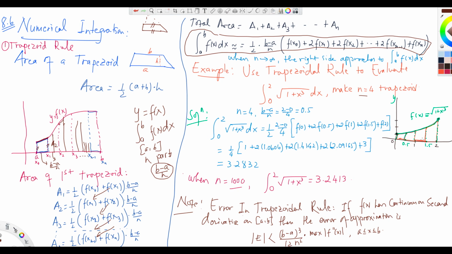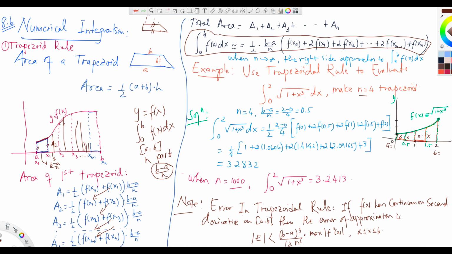And I want to make 4 trapezoids. 1, 2, 3, 4 trapezoids, right? So the total length: a is 0, b is 2, right? Now we want to make 4 trapezoids. So I halve that interval 0 to 2. So it is 0 to 1, 1 to 2, and I halve this one and I halve that one. So there are a total of 4 trapezoids.